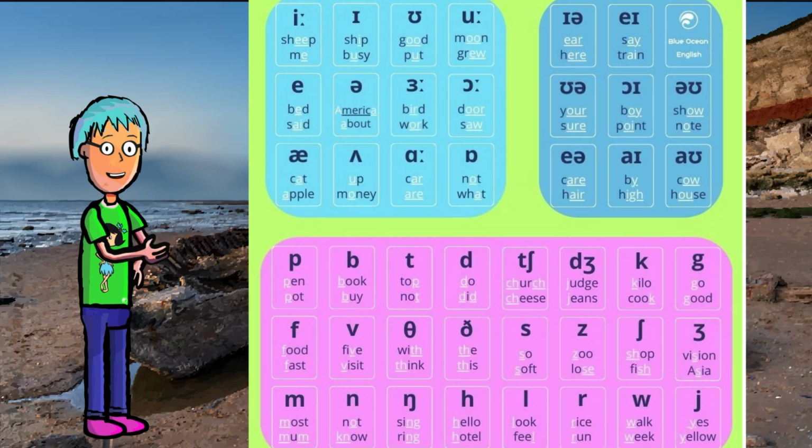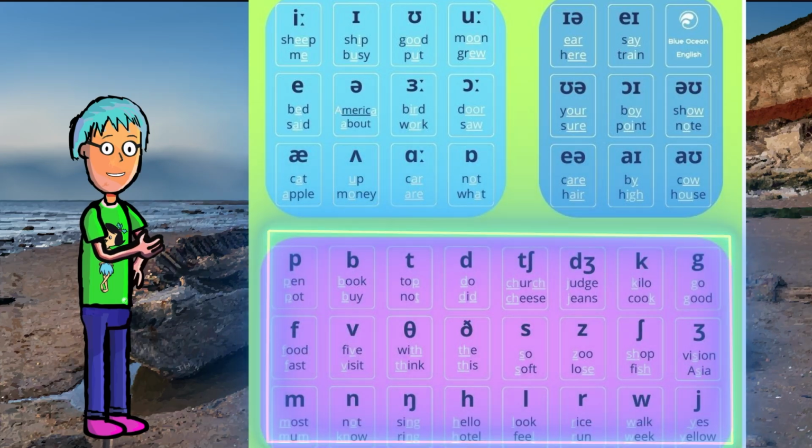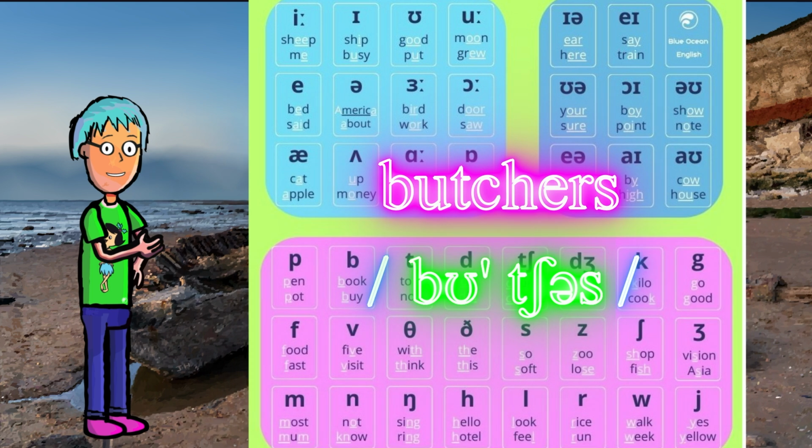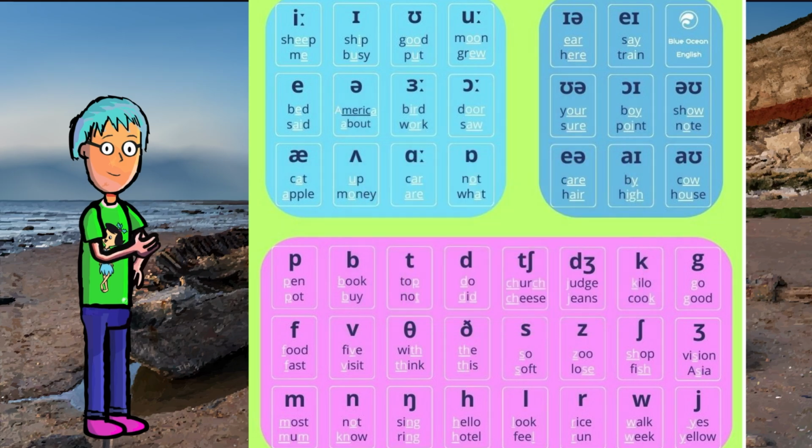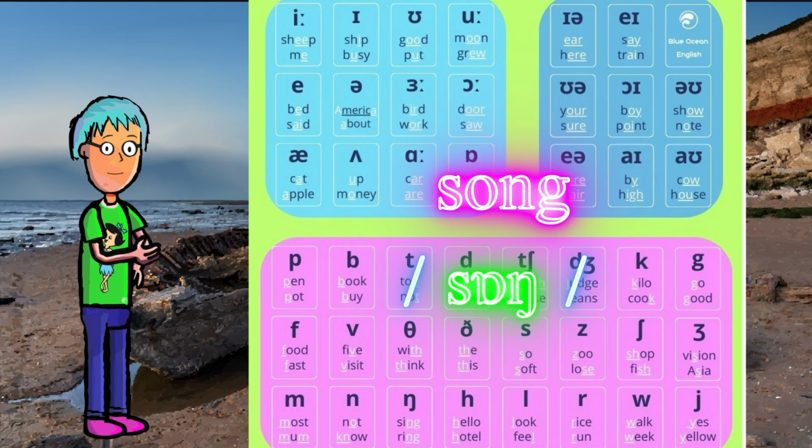Okay, and the last group, let's choose some words with consonants. The first word I've chosen is butchers, and butchers is written like this. So butchers. So again we have that schwa like America. Butcher, butchers. And the next word, song. So song is written using these symbols, using the ing sound.